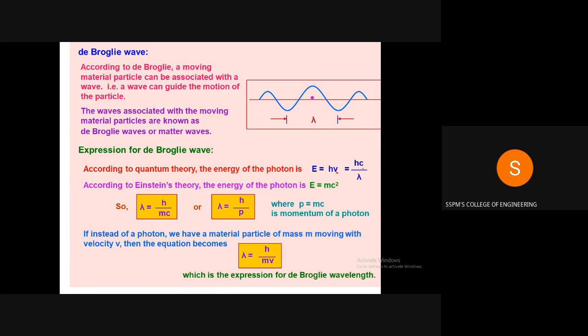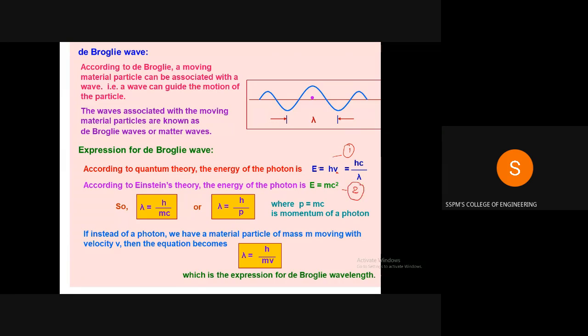C is the velocity of light. What is lambda? Wavelength of the light. According to Einstein's theory, the energy of the photon is mc square. According to quantum theory, we have this first equation, and according to Einstein's theory, we have the second equation.